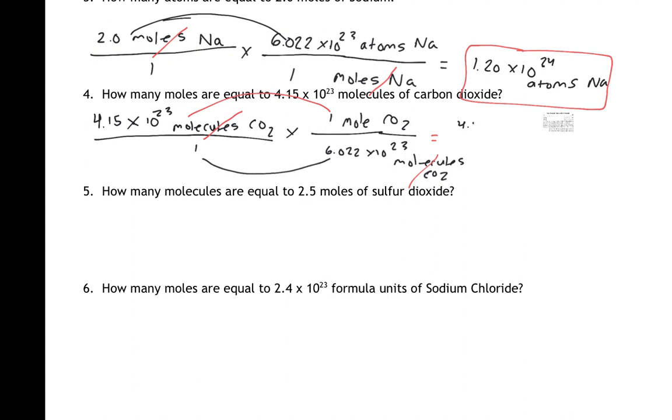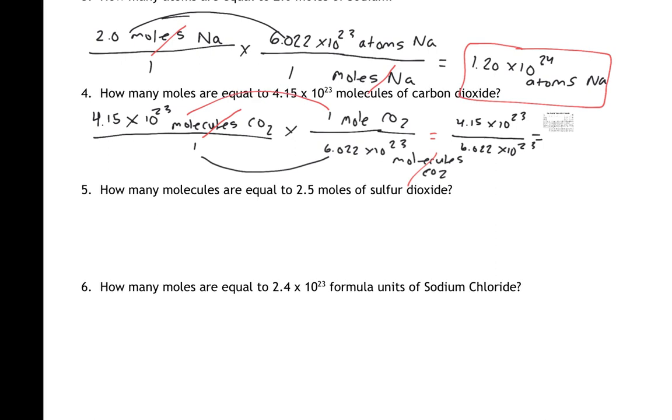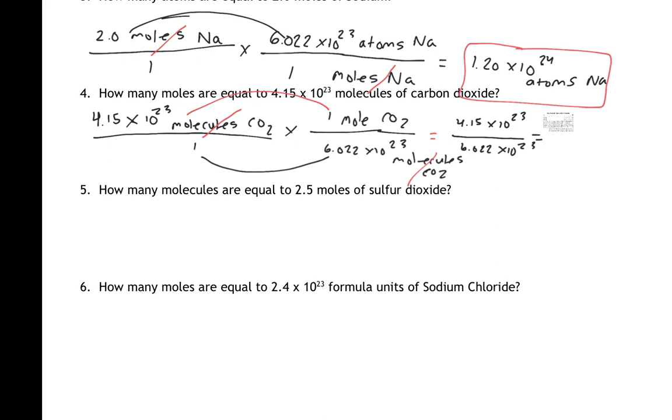So all we're going to be doing here is 4.15 times 10 to the 23rd divided by 6.022 times 10 to the 23rd to get our answer. The answer here is 0.689. And the units, all that was left was moles. So it's moles of CO2.